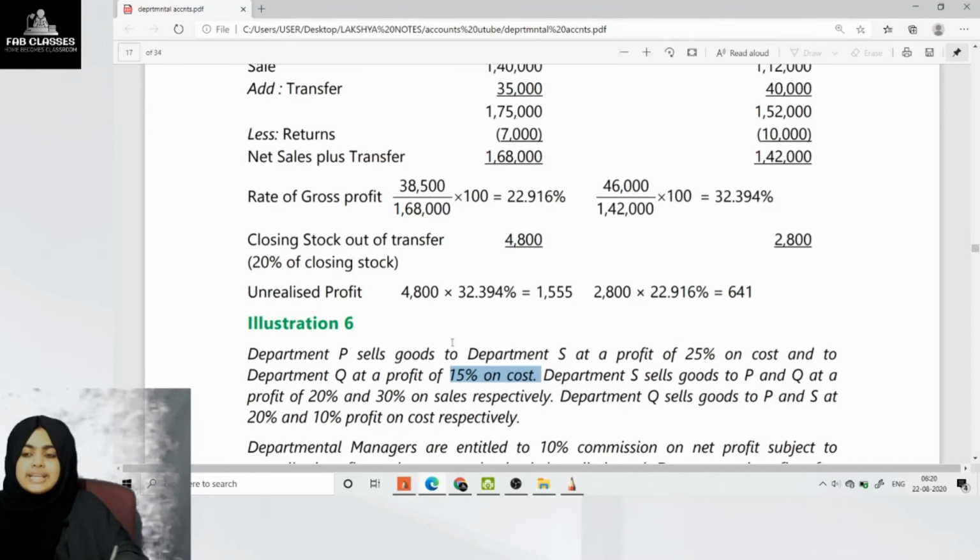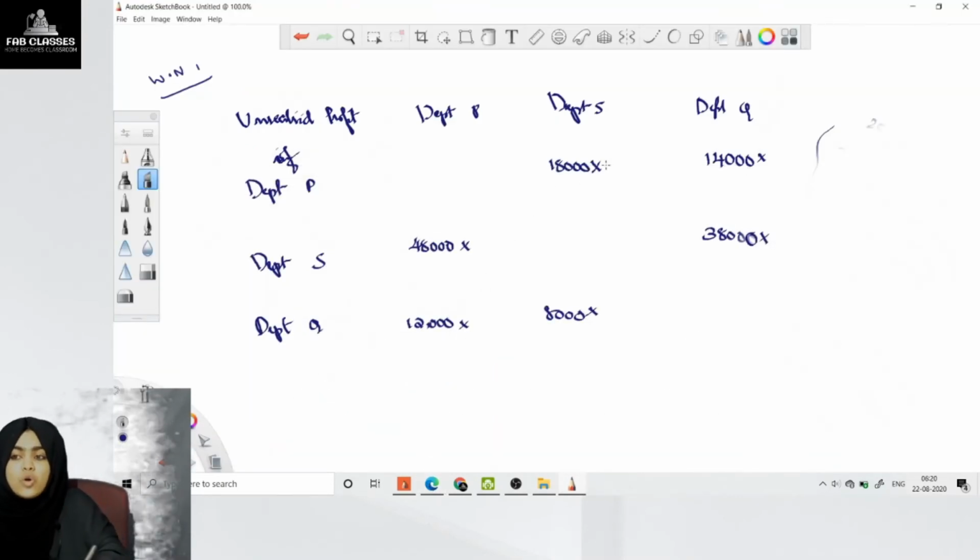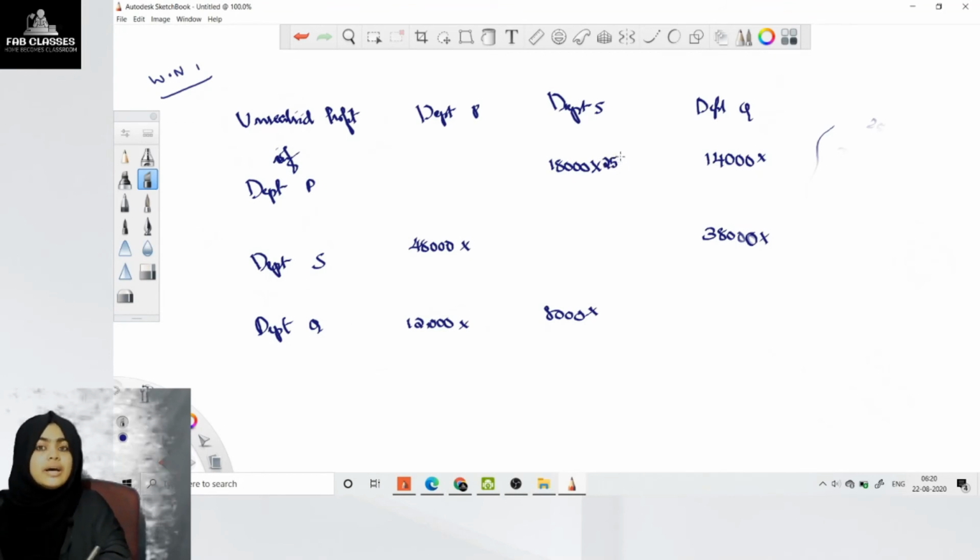So department P is selling goods to department S at a profit of 25% on cost. 25 by 100 on cost. So to cost, we should add profit to reach sales. So adding means 25 by 125 on sales, and we will get the profit component in department S.